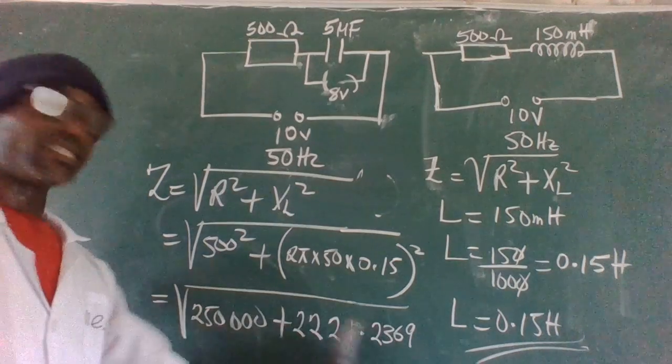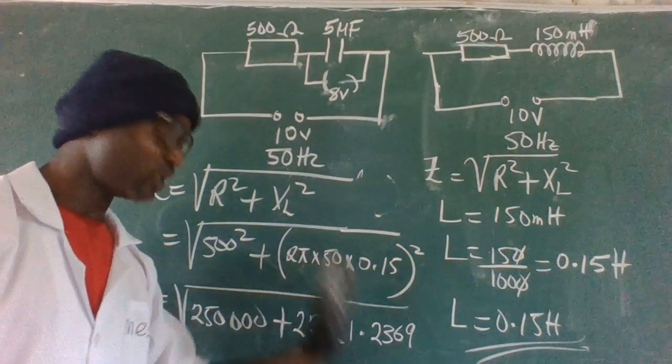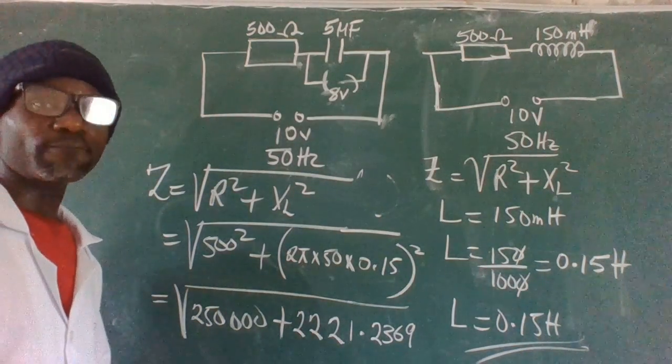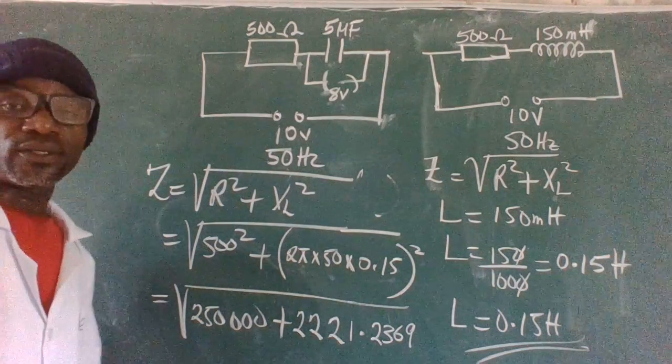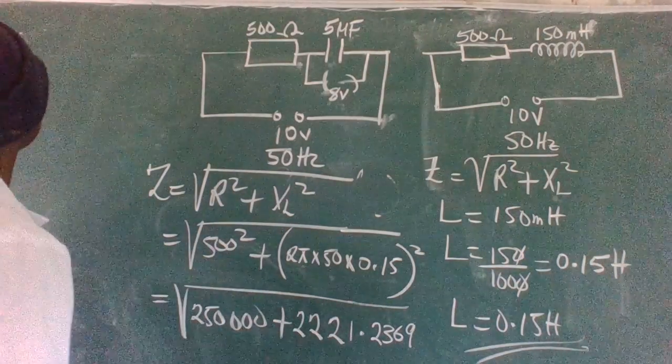Quickly add 250,000 plus 222,1.2369. Let's see what we have. Okay, sir. What do we have?